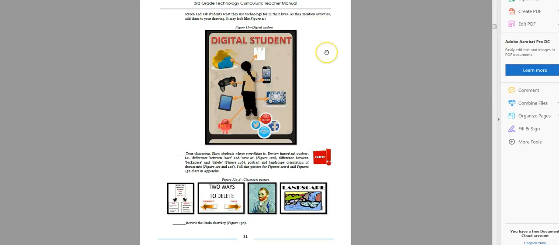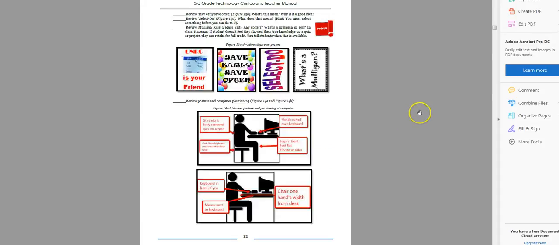And as you add it up on the screen, then take that completed person, print it out, put it on your wall. This is our class digital student. This is what he looks like. He uses all these devices. Hopefully not too many social medias in third grade.